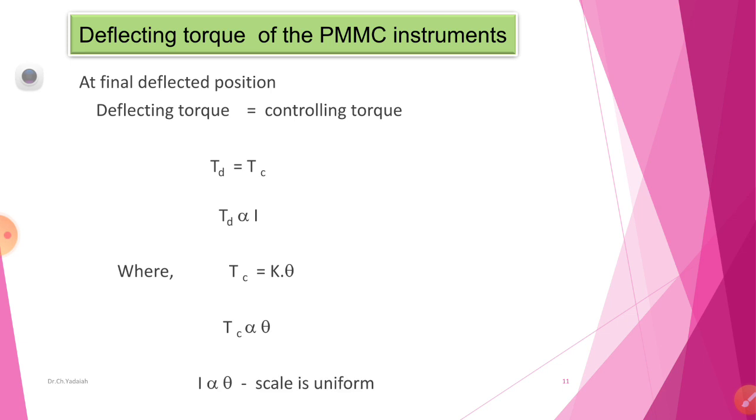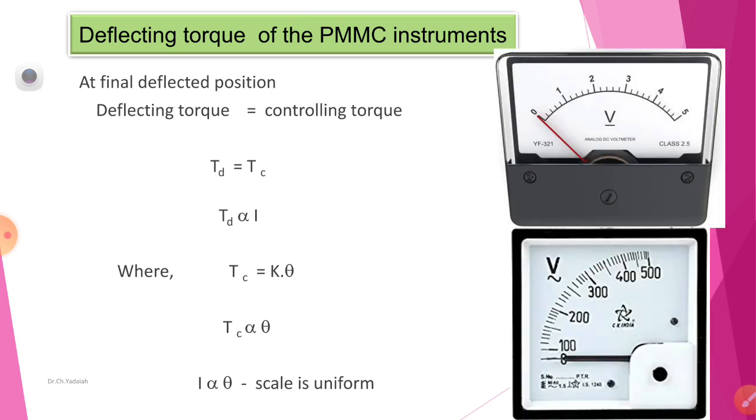Now, you can see here that I is directly proportional to theta, so the scale is uniform due to this formula. What is the formula? The scale in spring control is uniform due to the formula E B T squared by 2L theta Newton meters. Okay. Now, you can see what is uniform and non-uniform.